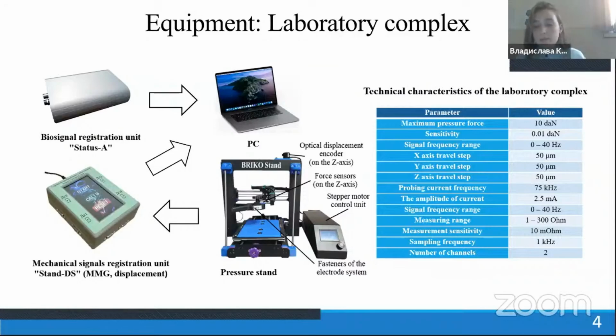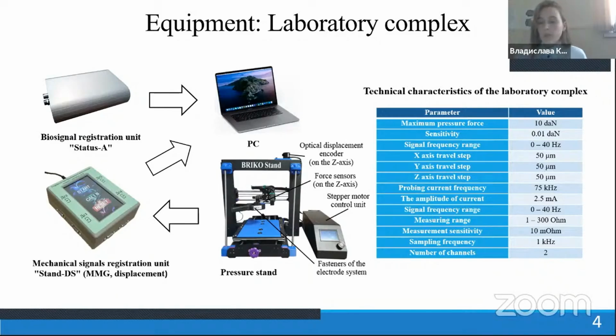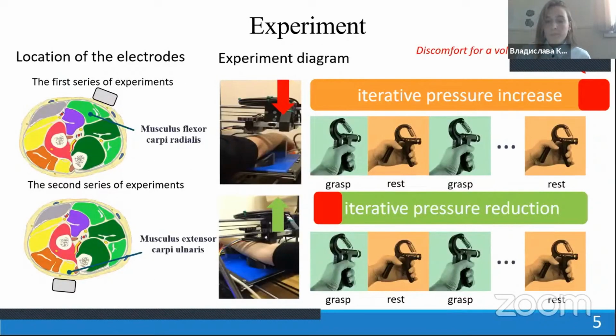The electrodes, in the form of a circle with a diameter of 7 millimeters, were equidistant from each other by 10 millimeters. To perform the action with force, a wrist expander with a preset load of 10 decanewtons was used. The technical characteristics of the complex are presented in the table on the slide.